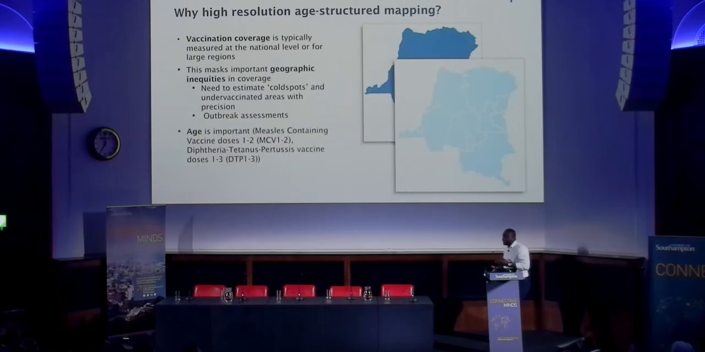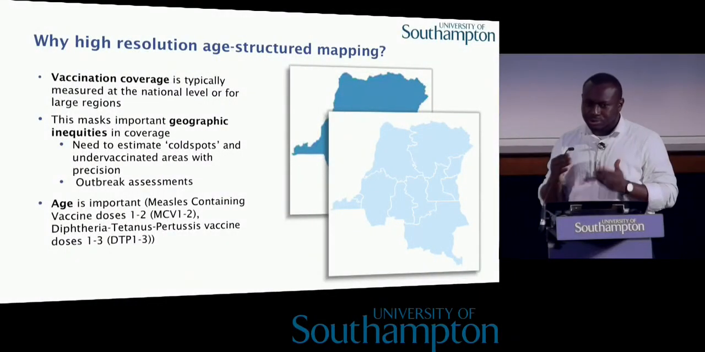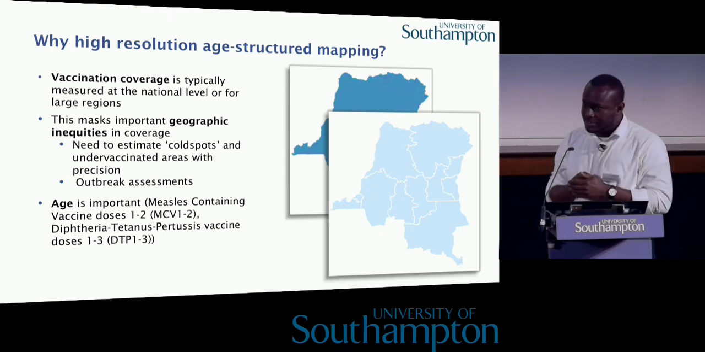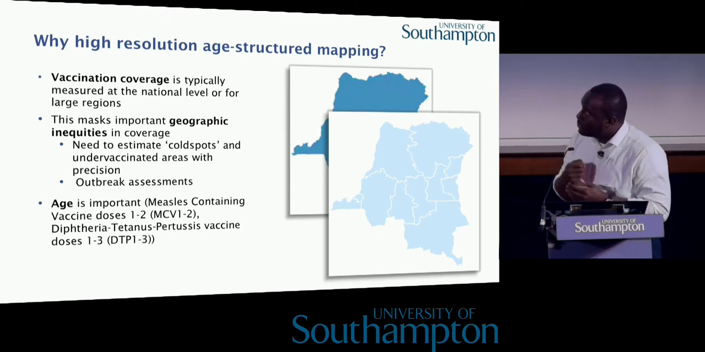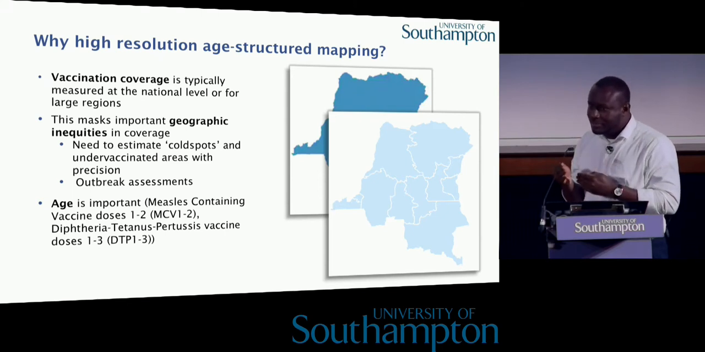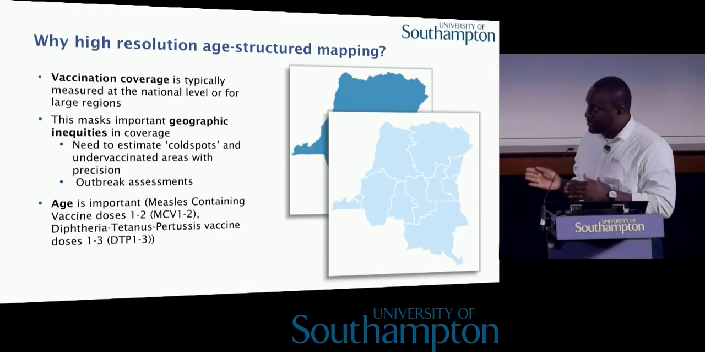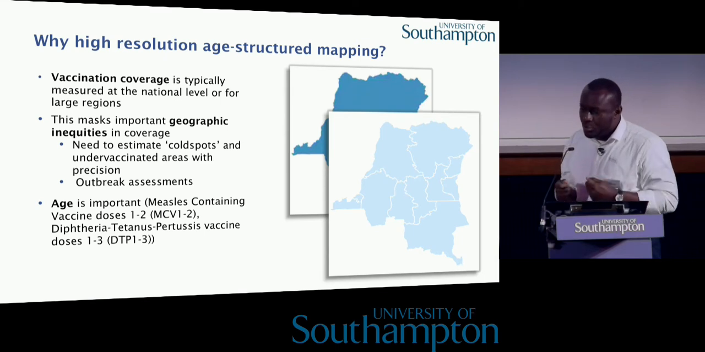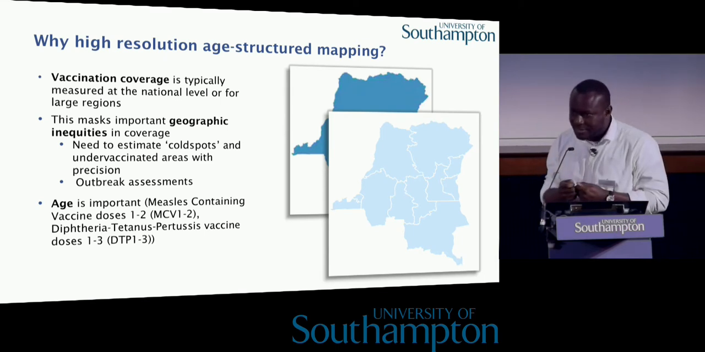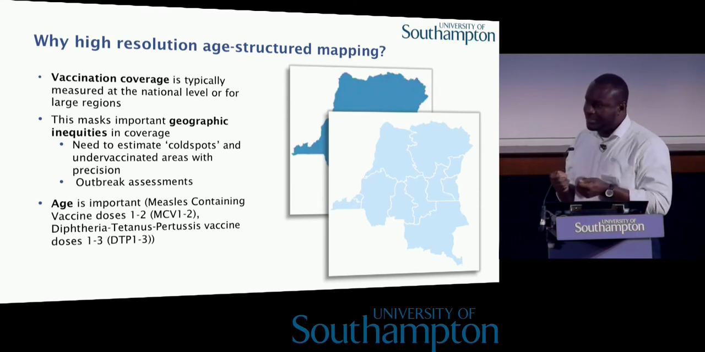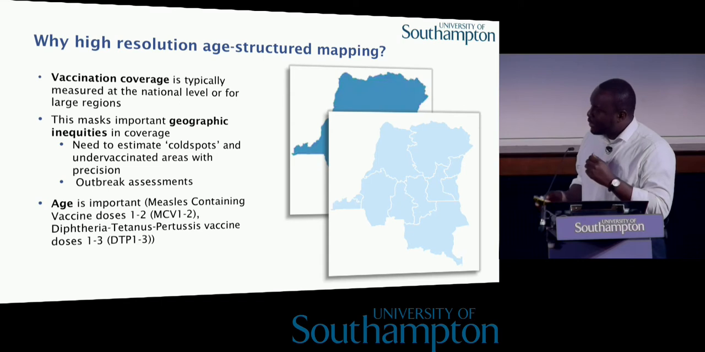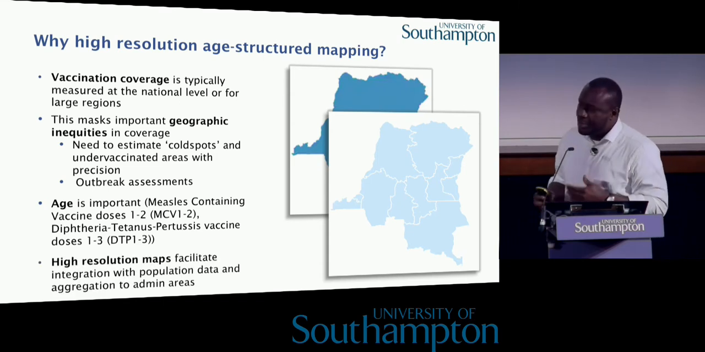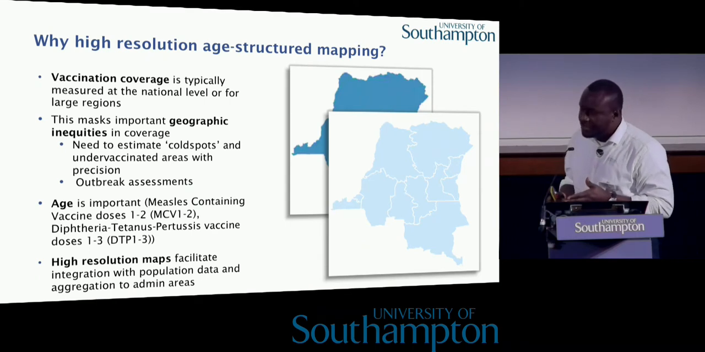Now, age is an important factor in vaccination coverage mapping, and that's because vaccines are administered to children when they have attained certain ages. Take, for example, measles vaccine. So measles vaccine is administered from age 9 months, and that's the first dose. And the second dose is given to children when they have attained ages 15 and 18 months, especially in low and middle income countries. So we want to know if children are getting vaccinated when they become eligible to receive these vaccines. And the high-resolution maps that we produce, they facilitate integration with population data that Andy talked about earlier.